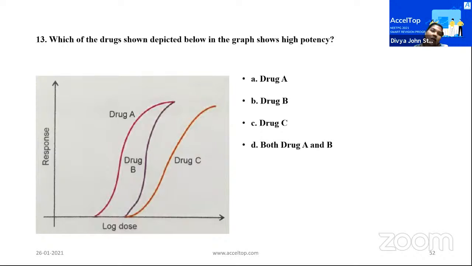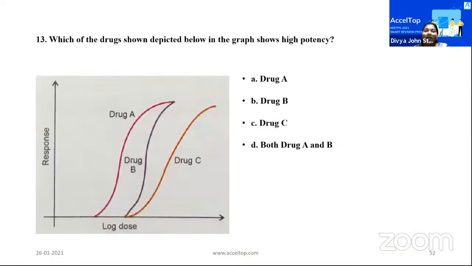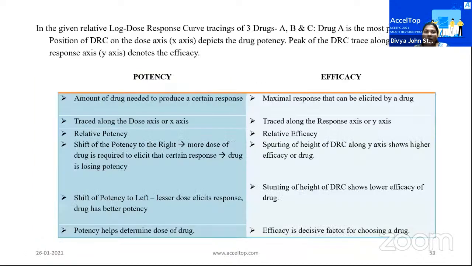Okay, the next thing is: which of the drugs depicted below in the graph shows high potency? Okay, so you have three drugs, drug A, B, and drug C, and they're asking you which has high potency. So in the relative log dose response curve of three drugs A, B, C, drug A is the most potent, okay, because a small dose can produce the response. So it is a potent drug, right?